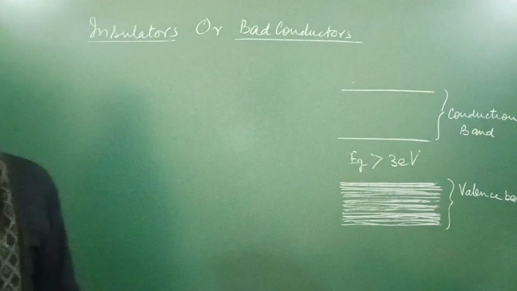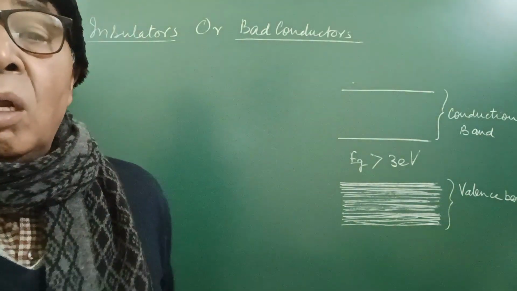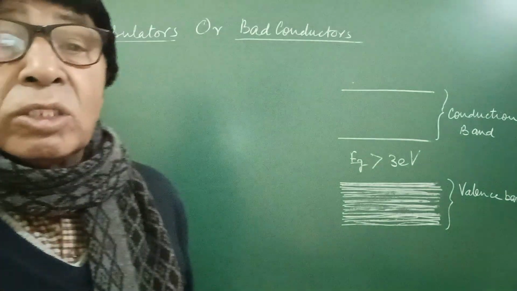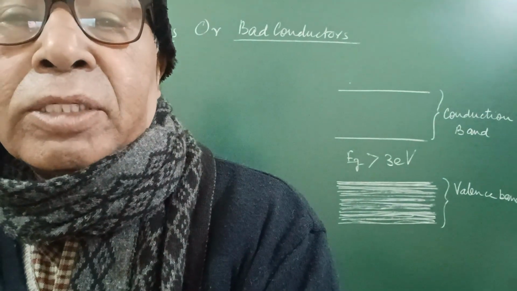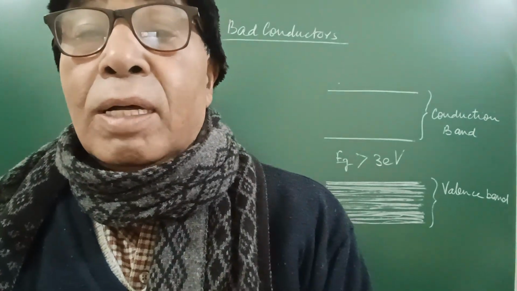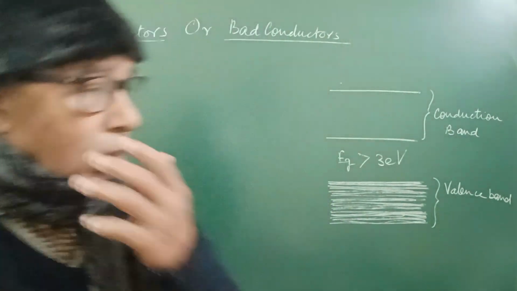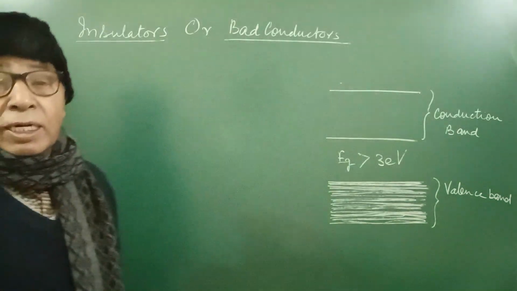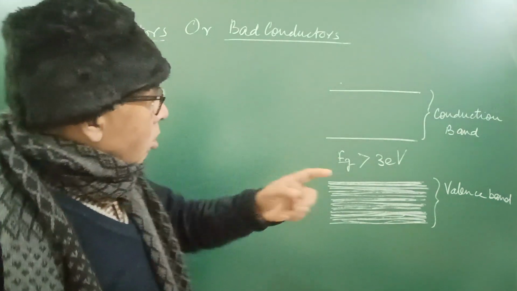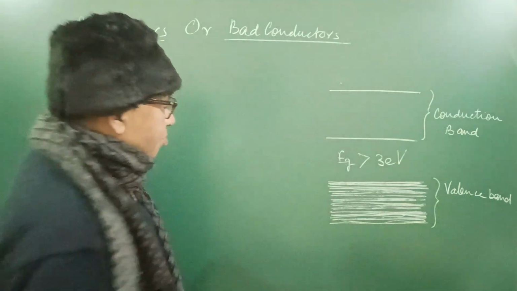Well, now I will take insulators, or bad conductors. Why do insulators like plastic, glass, and wood not conduct electricity? So here is the band diagram.